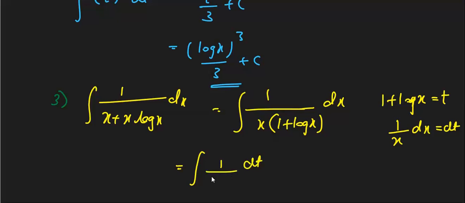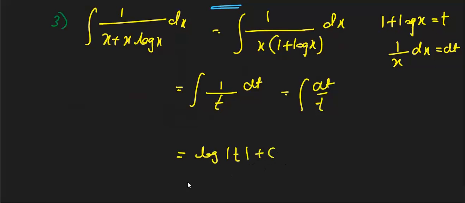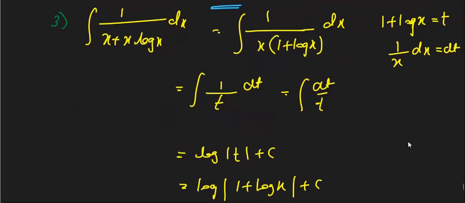Here 1 by 1 plus log x is 1 by t. So again this is of the form integral dt by t, equal to log of mod t plus c. What is t now? 1 plus log x. So log of mod of 1 plus log x plus c.